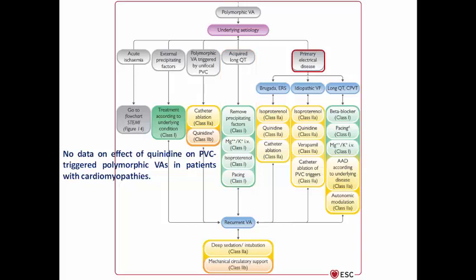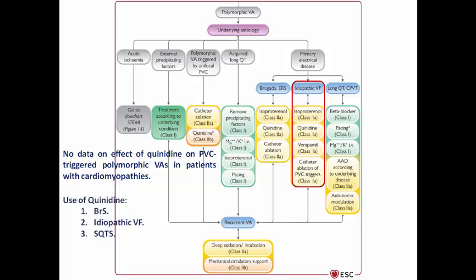But if it is due to primary electrical disease, famously known as channelopathy, such as Brugada or early repolarization syndrome, we can start isoprenaline, quinidine, or catheter ablation. In case of idiopathic VF, we can also use isoprenaline, quinidine, verapamil in some cases, and catheter ablation of the PVC triggers. So far we can use quinidine in Brugada syndrome, idiopathic VF, and also in short QT syndrome.